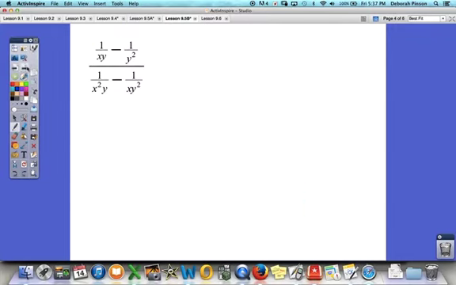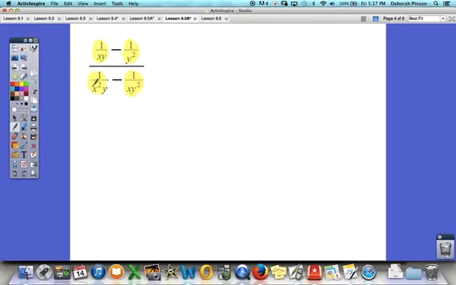Okay, so getting just a little bit bigger. You'll see we've got 4 fractions, 4 little fractions in our one big fraction. And what I want to do is pick a common denominator for all of these. Now I want us to focus on these x's for a second. Then we'll deal with the y's.